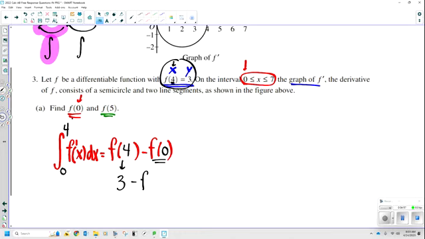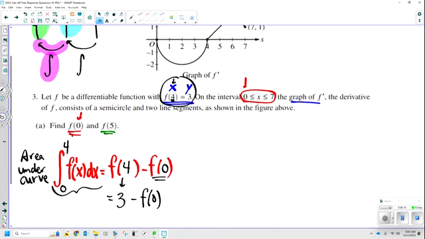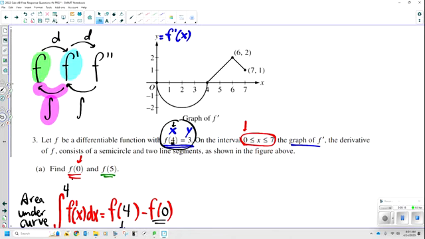Minus, I'm finding out what f of 0 is. That's fine. I can integrate the above graph from 0 to 4. Remember, integration is area under the curve. So let's look at our graph from 0 to 4. Okay, we'll go back here.